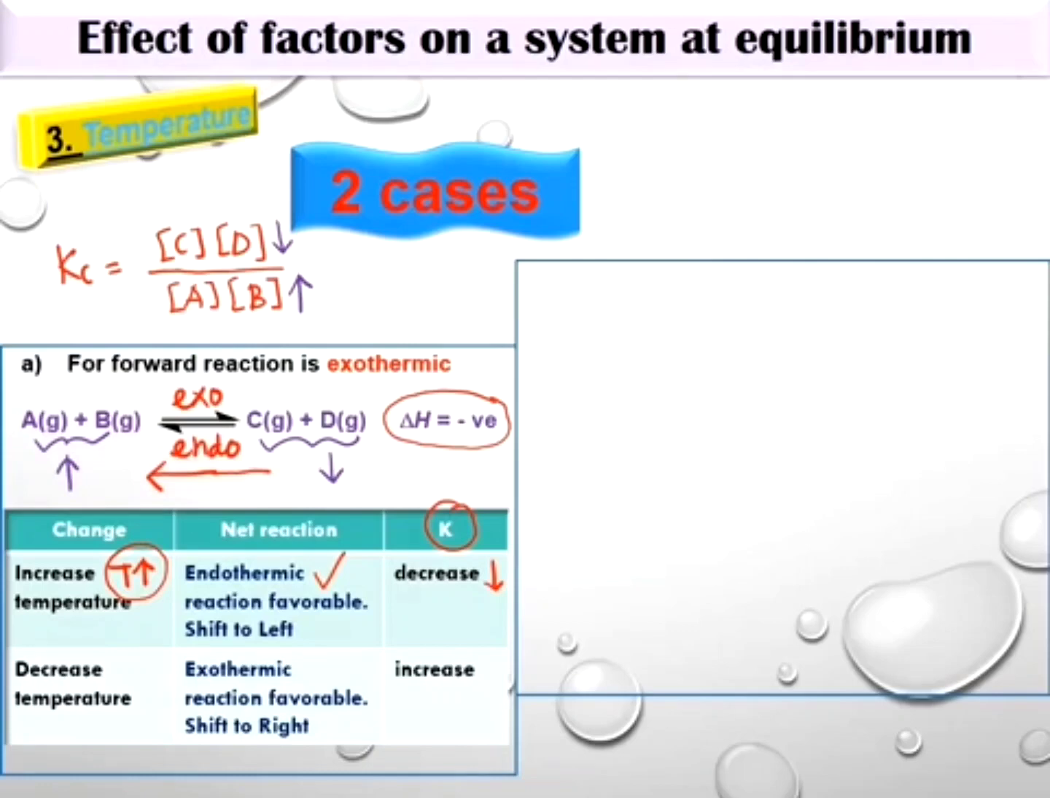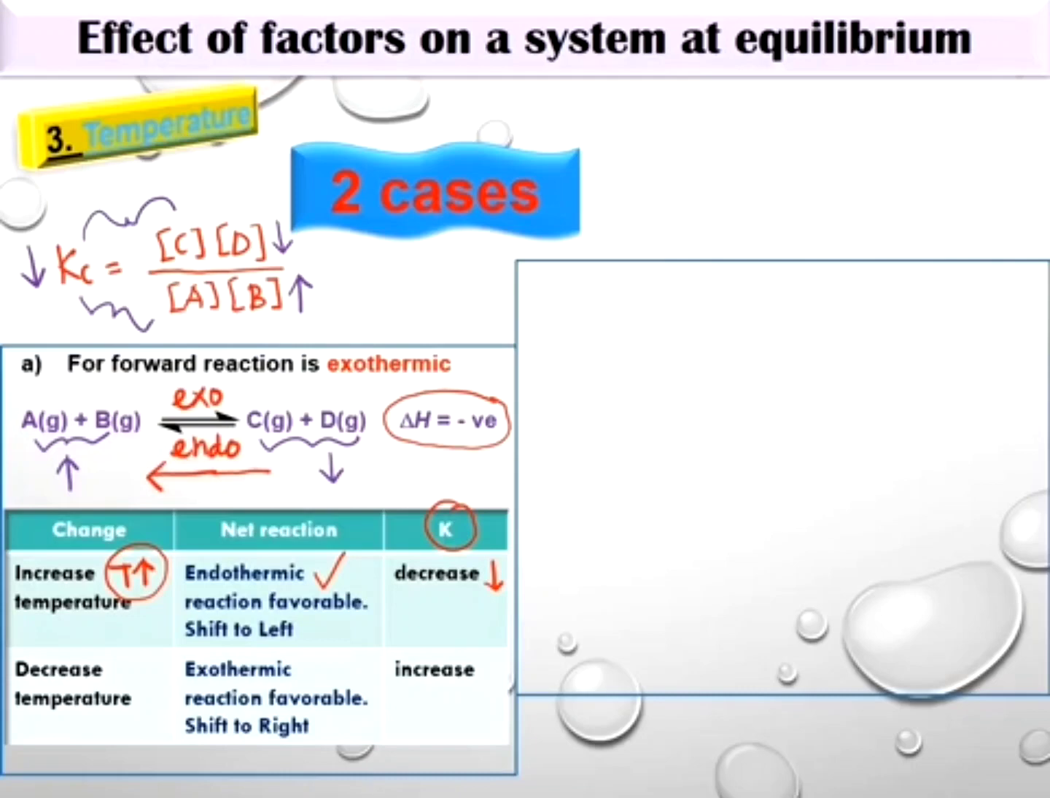So look at the formula here. Kc and product concentration directly proportional, while Kc and reactant concentration is inversely proportional. So if concentration of product decrease, concentration of reactant increase, means the value of Kc will decrease. So that's why the K value will decrease. Boleh tak kelas? Boleh? Okay.